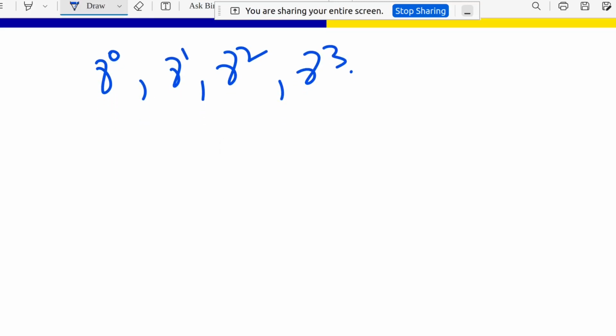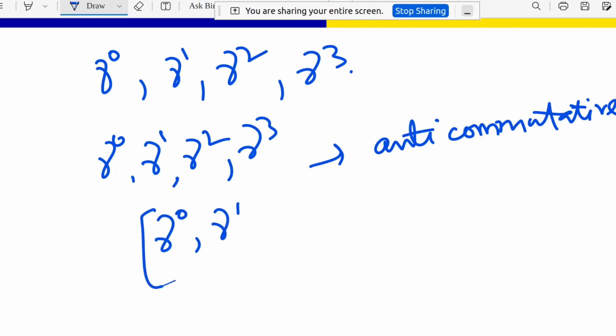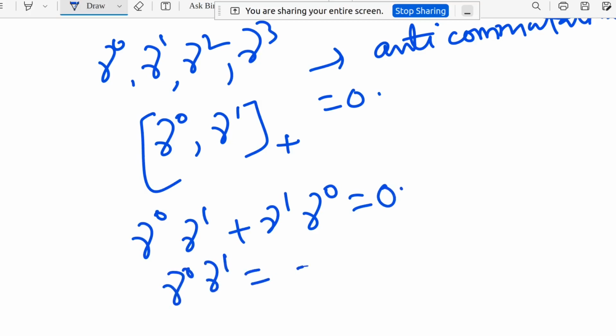Basically there are some rules for these gamma matrices. I think Sarah has already mentioned these things very clearly. So gamma 1, gamma 2, gamma 3, gamma 0, these all are anti-commutative. Anti-commutative means what? Like the anticommutator of gamma 0 and gamma 1 will be 0. That means gamma 0 gamma 1 plus gamma 1 gamma 0 is 0. So gamma 0 gamma 1 should be minus gamma 1 gamma 0. This is not only for the 0, 1 combination, this is for all other combinations also.